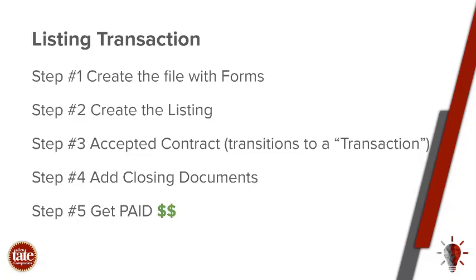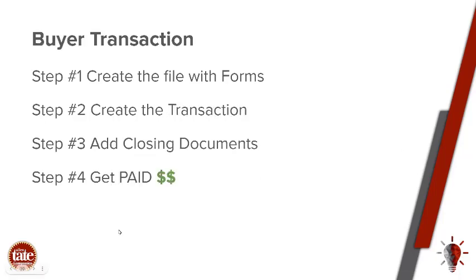Step 2, you're going to create the listing in SkySlope. Once you have an accepted contract, you will transition that listing over to transactions as an under contract transaction. You'll process the documents that you have for going under contract. And then once you have a closing, step 4, you're going to add your closing documents, submit your commission check, and you will get paid.